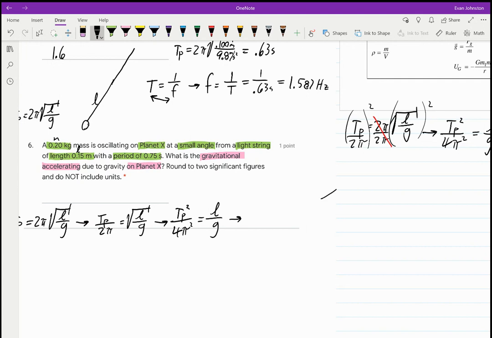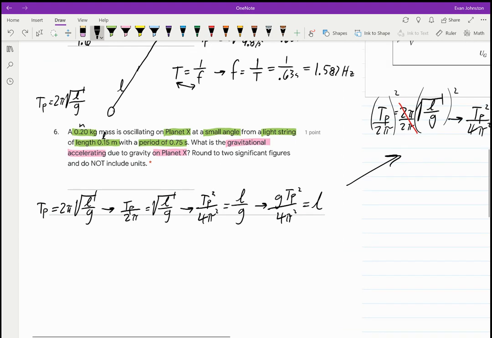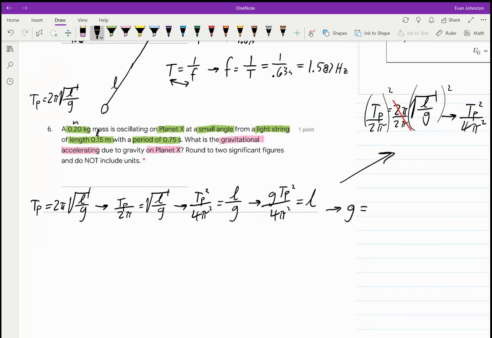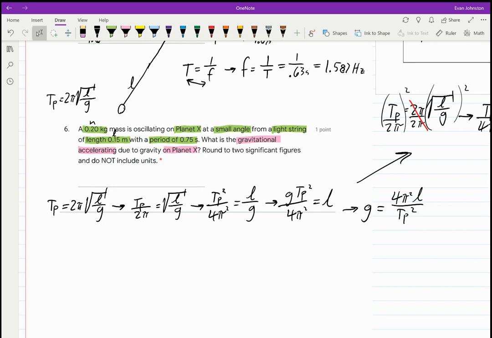Just like we did in the previous question, we have G times the period squared over 4 pi squared gives us L. And now the last thing is to get rid of all this stuff on the left side by dividing by the period squared and multiplying by 4 pi squared. So that gives me G alone is equal to 4 pi squared L divided by the period squared. So now we just have to do the math part. G on this new planet, planet X, is 4 pi squared times our length, 0.15 meters, over the period, 0.75 seconds, squared. It looks like we're going to have meters over seconds squared. The units are going to work.